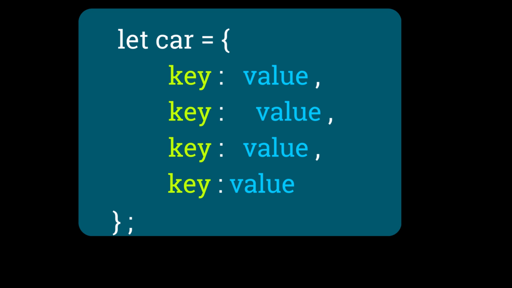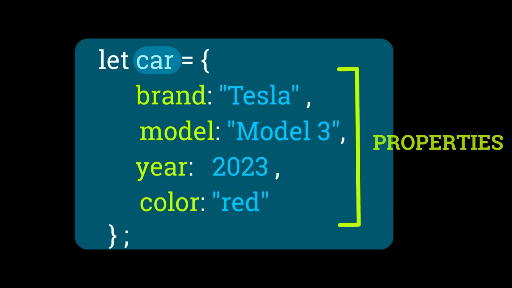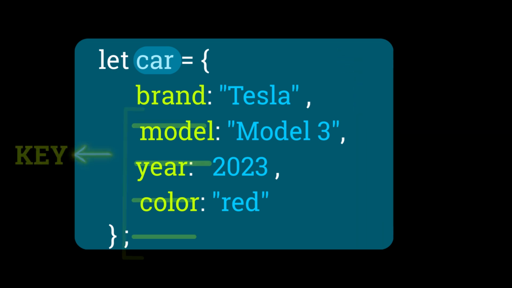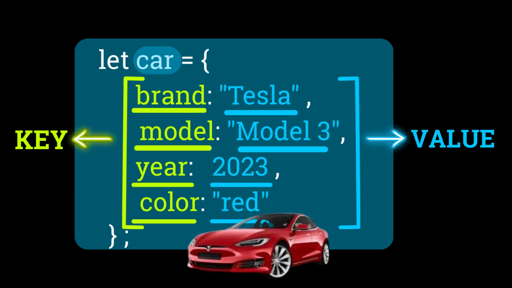To create an object in JavaScript, we use curly braces. Inside these curly braces, we define the properties of the object as key-value pairs. Here's an example. Car is the name of our object. Inside the curly braces, we have properties. Each property has two parts: the key and the value. So this object represents a car with its details grouped together.